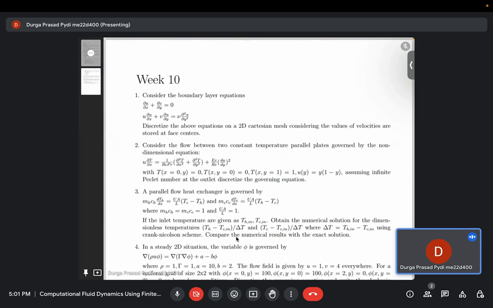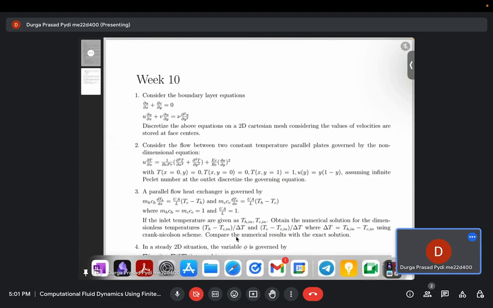The first question is essentially about the boundary layer equation. It asks you to discretize the above equations on a 2D Cartesian mesh, considering the values of velocities are stored at the face centers. It is explicitly mentioned that the velocities are stored at face centers. In the next week, we will be solving using the SIMPLE algorithm, where your velocities will be stored on face centers and your pressures will be stored at the cell centers. So let's get started with this question.